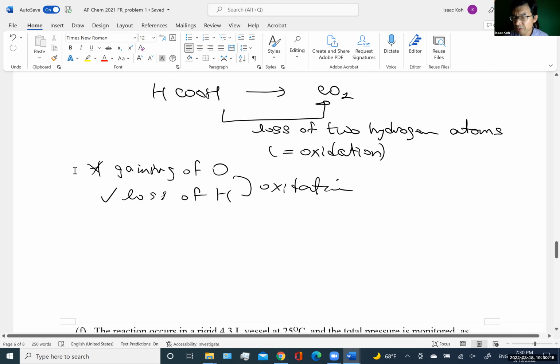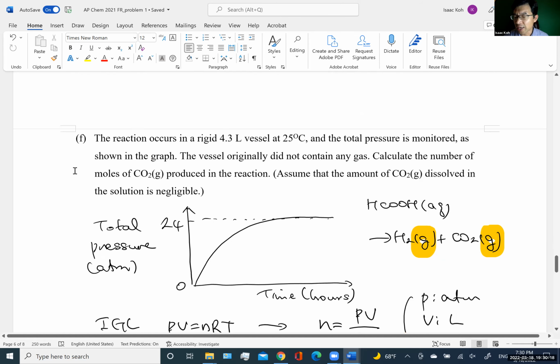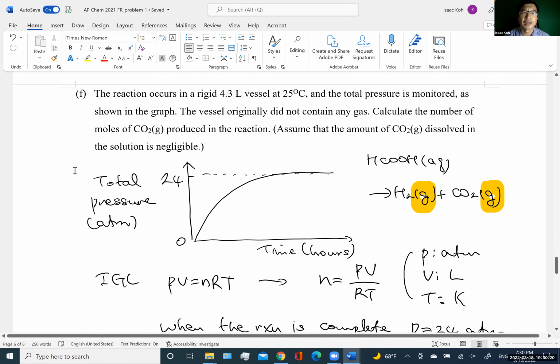And the next problem is asking about the gas reactions. The reaction occurs in a rigid 4.3 liter vessel, a rigid wall, meaning the volume doesn't change, at 25 degrees C, room temperature, and total pressure is monitored as shown in the graph. The vessel originally did not contain any gas. It is a vacuum. It is only the liquid.